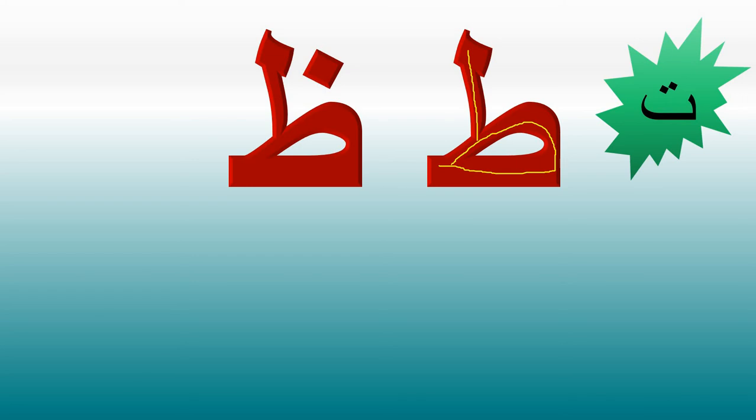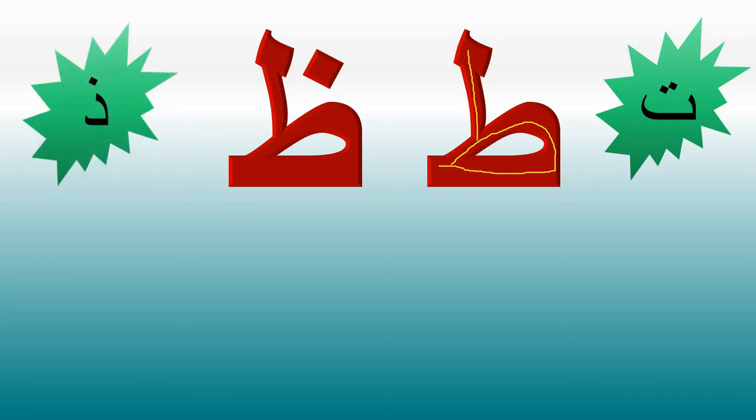Dha is very like Ta, but again the dot makes the difference. If you remember, we had a letter that we learned before that looks like Dha in its sound. Yes, it's Dhal. But the difference is that Dhal is a light sound, but Dha is a heavy one. Practice more and more about these sounds, please.